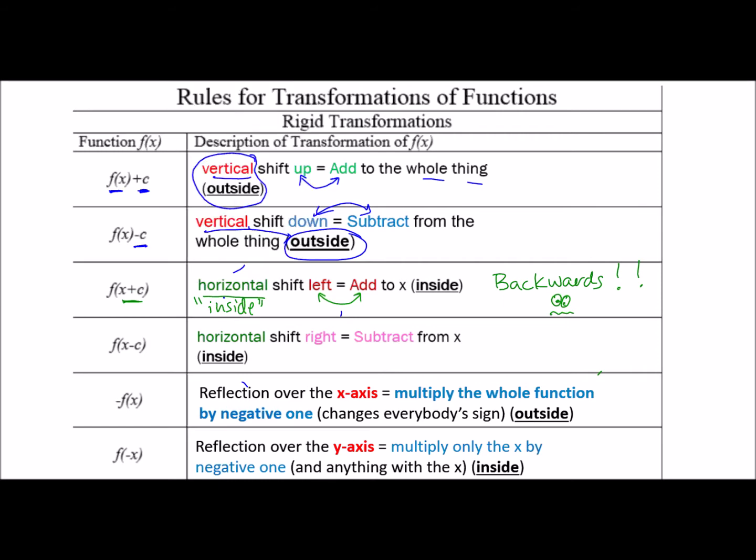But when it comes to horizontal, and you're going to hear me say this 500 times, I probably already said it 100. If you're doing something inside, which is a horizontal change, then it's always backwards of what you'd think. You would think horizontally, if you're moving to the right, then you're moving in the positive direction, you would add it. It's backwards.